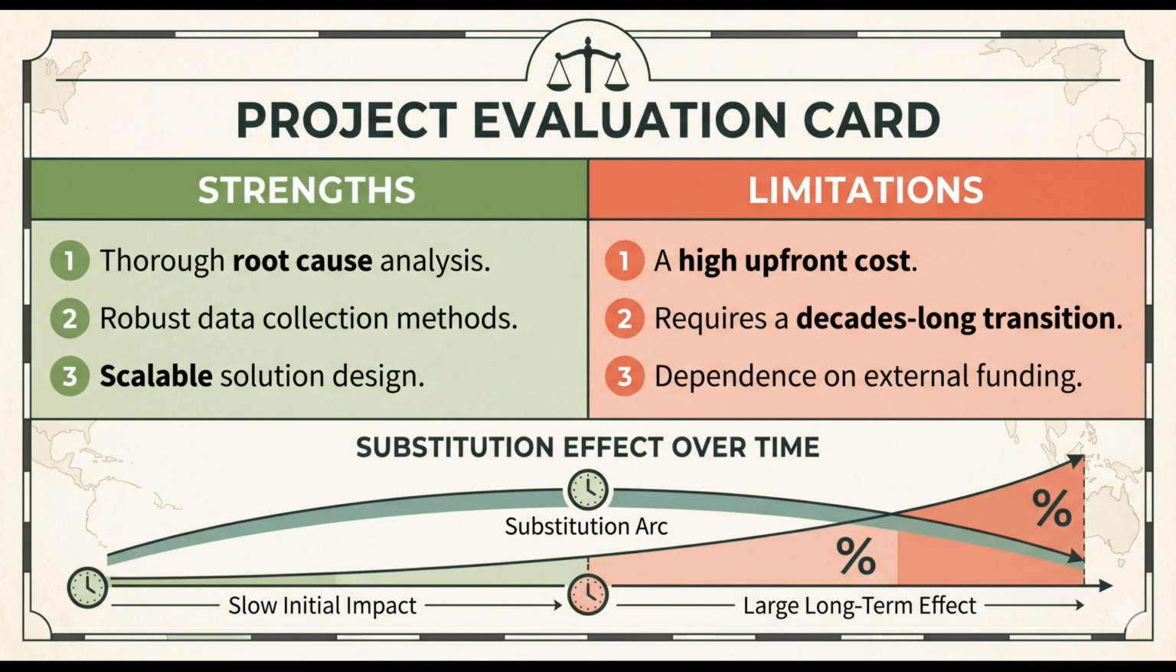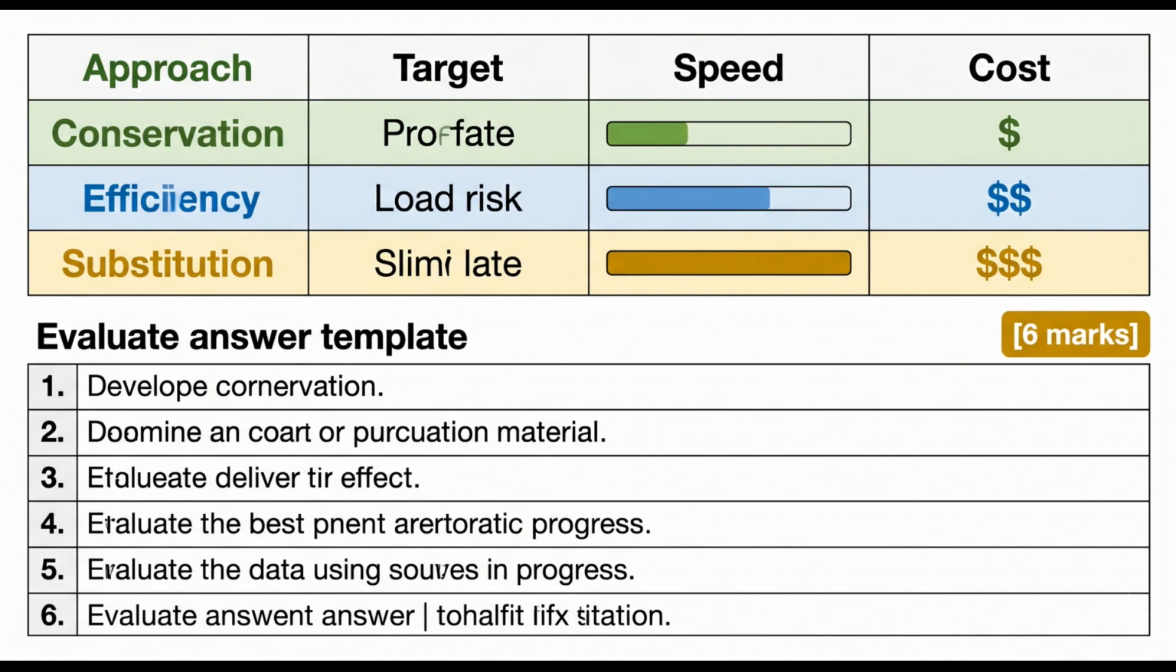There is no clear renewable substitute for certain rare minerals used in electronics, for example. And even in wealthy nations like Germany, the transition takes decades. During that transition, the old resource continues to be used and depleted. Now look at the comparison table on screen. This is your reference for the evaluate question.